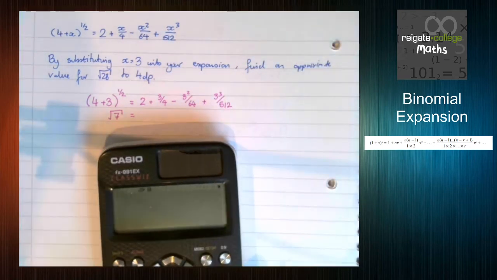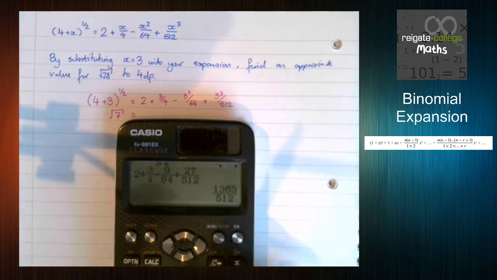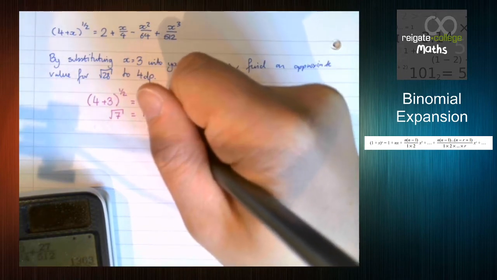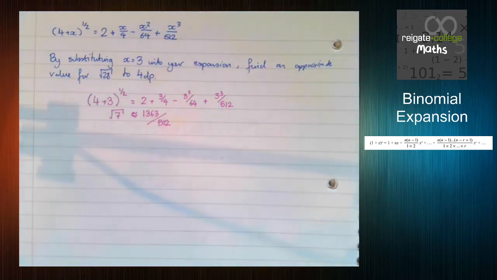Okay. Typing this in our calculator, we get 2 plus 3 over 4 minus 9 over 64 plus 27 over 512. Okay, and we get an approximate value of 1,363 over 512. So root 7 is approximately that. What we need to do now is link this to what we've actually been asked to find. So this is the thing that students tend to miss about this question, is they'll just go, oh, I'm just going to stick it in the right hand side and I'm done. No, we've got to think about it.